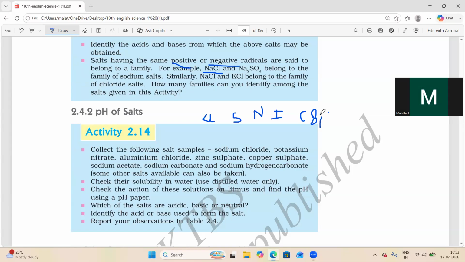Chlorides means any compound which has chlorine is called a chloride. Sulfates means any compound which has sulfate, for example Na2SO4, K2SO4, BaSO4. Then nitrates, for example KNO3. Iodides are any compound with iodide, such as sodium iodide, barium iodide, potassium iodide. Then carbonates, such as sodium carbonate and calcium carbonate. Then bicarbonates, such as sodium bicarbonate and calcium bicarbonate.